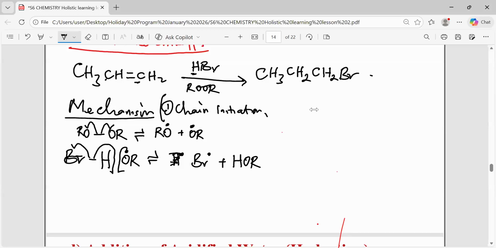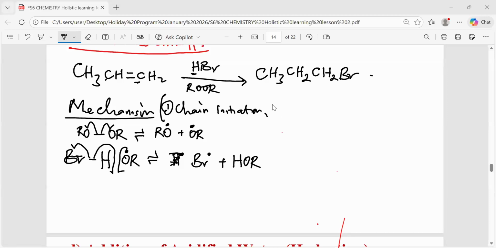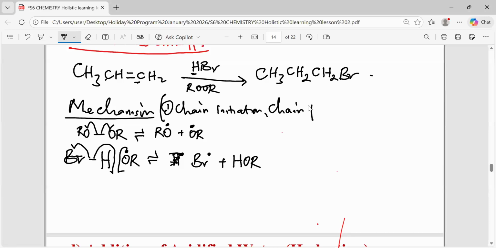From the chain initiation, we go to what? We go to chain propagation, and then you go to chain termination. So those are the three stages that you always have during the free radical mechanisms. So that's initially, this is the chain initiation where these reactants first react to form those free radicals. And now we want to go to chain propagation.